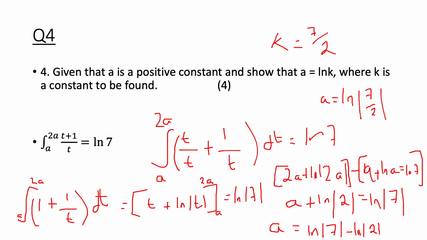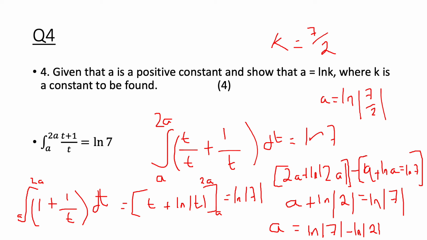So 2a subtract 1a is just 1a. Log 2a subtract log a, well, that's going to be log 2a divided by a, because when I subtract, it is a division of the numbers inside. 2a divided by a becomes just log 2, or just 2. So I get a plus natural log 2 equals natural log 7.